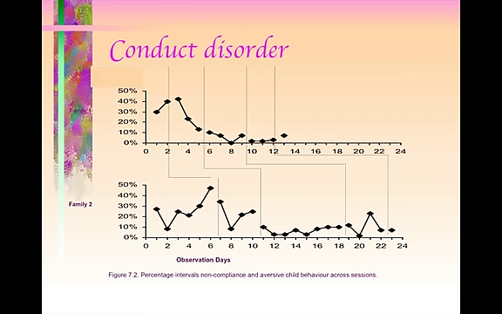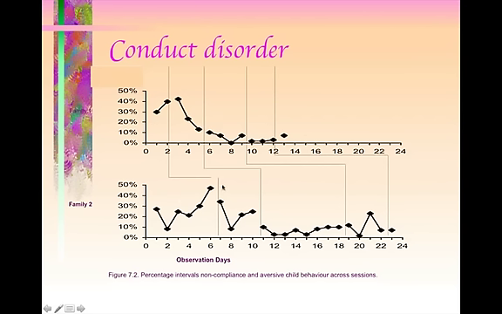So here are some examples of the use of timeout with conduct disorder. And here you have a very clear baseline, although it's actually going up. So the behaviour is actually getting worse. You should really wait until the baseline is much more stable, rather than starting when the baseline is actually going up.